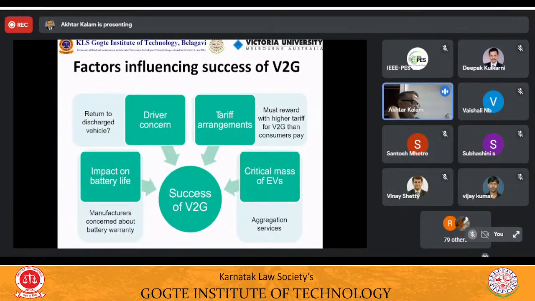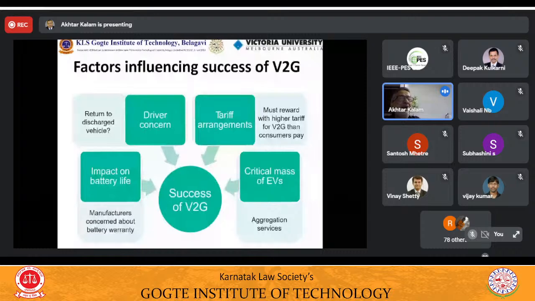What will drive the success of your V2G is the tariff arrangement. If you must reward with a higher tariff for V2G, then consumers pay. So you have to give them a better tariff, better results, and that will definitely be an incentive for us to sell back to the grid. And there is the critical mass of electric vehicles. Remember, the electric vehicles aggregator is in fact an intermediary between the electric vehicles and the operator of the power grid. The aggregator is responsible for the management of electric vehicles in order to supply the owners with their orders and also for maximizing the profits of the power grid in the electricity market. So that service has to be ensured, and that will ensure that your V2G is a success.